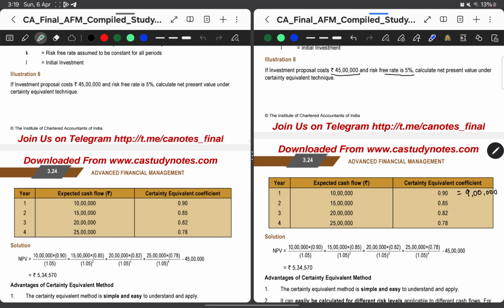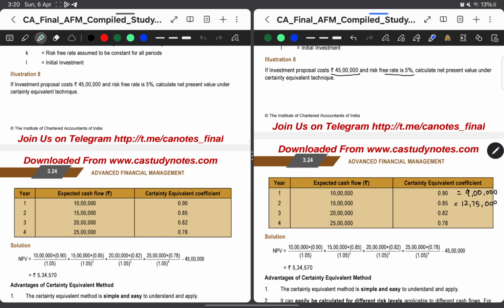Same way, they've calculated what if the 45 lakh of investment will give me a return of 15 lakh into 85%, which is nothing but 12 lakh 75,000. So the same 45 lakh investment will give me a return of 12 lakh 75, which is certain in my second year, like before, discounting at the 5% risk-free rate. So the same way goes with the third year and fourth year.